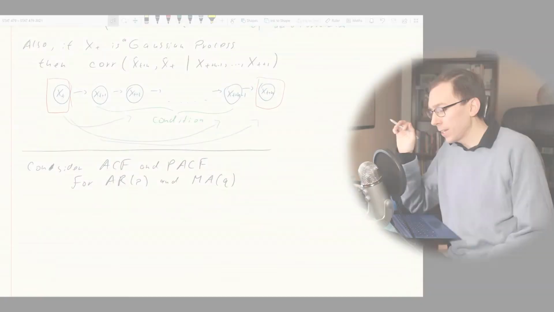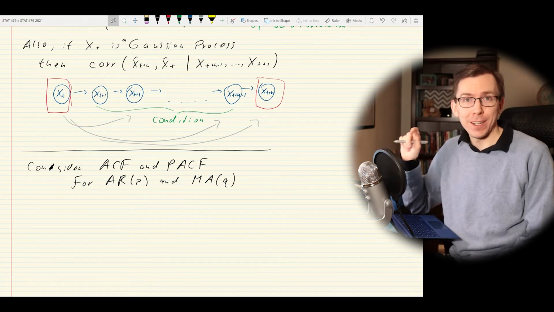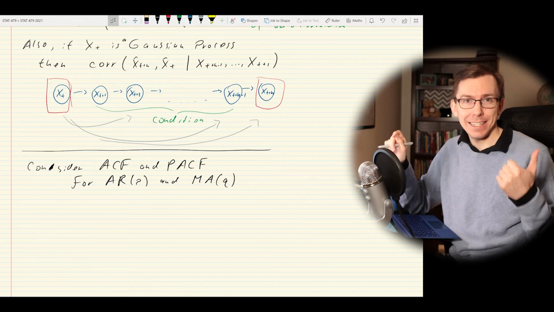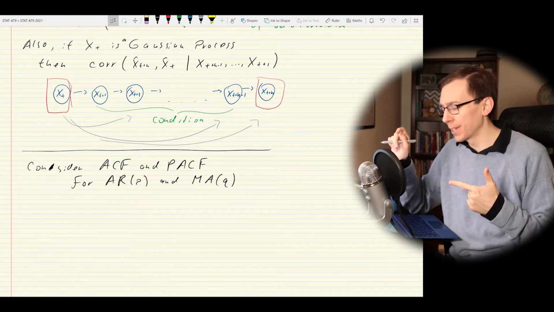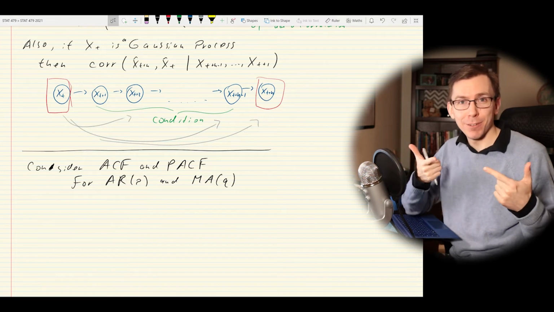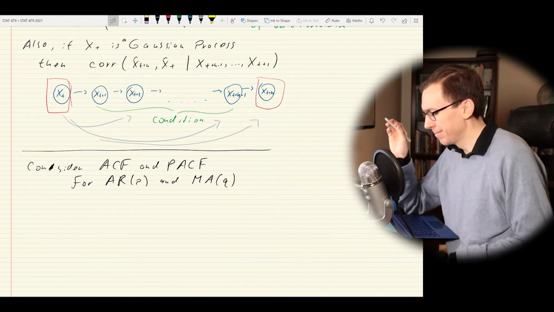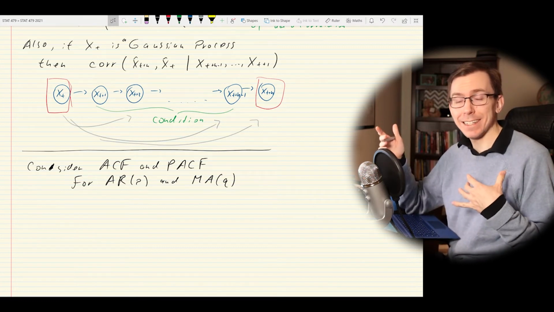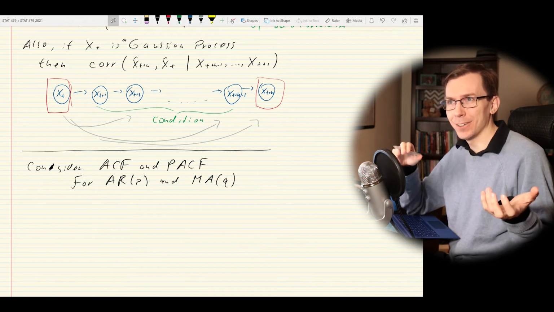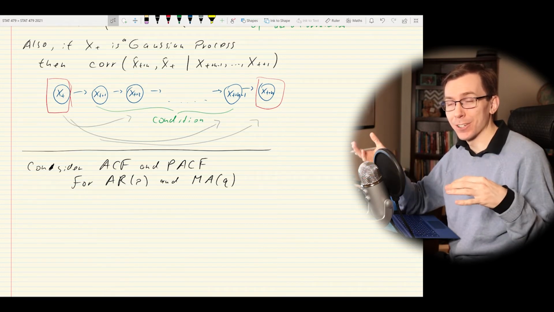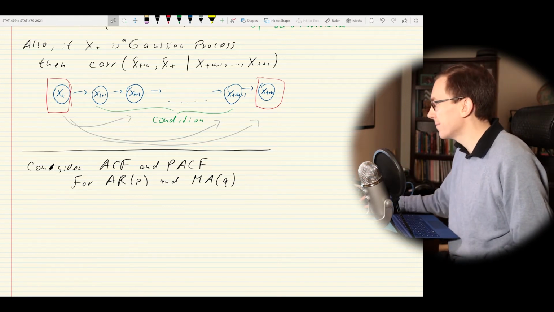autocorrelation. Okay, so the next thing we're going to do is look at 4 different things. We're going to look at the ACF, the autocorrelation, and the PACF, the partial autocorrelation, and we're going to apply them to 2 different things, the AR(p) and the MA(q) process. We're going to look at all of these and see what we can learn about what the autocorrelation and the partial autocorrelation look like for each of these 2 types of time series processes.